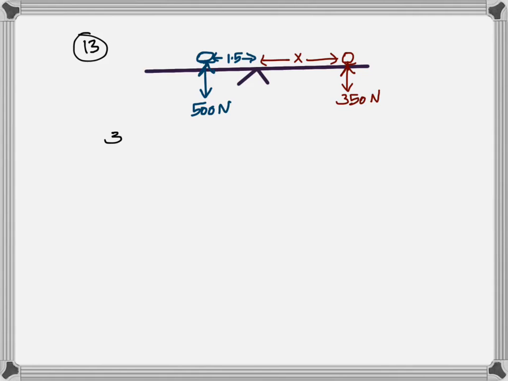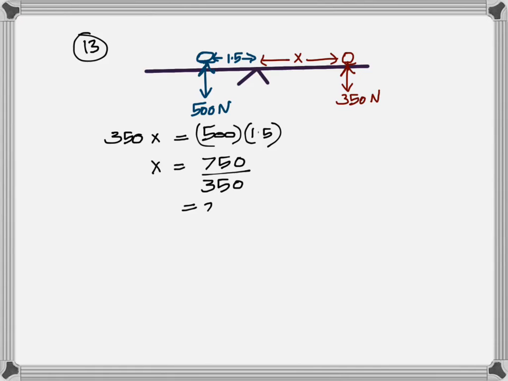Yeah, you take it at the fulcrum. So the torque due to that is 0, isn't it? That's why. And therefore, 350 times x is equal to 500 times 1.5. So x is 750 by 350, 2.14 meter. As simple as that.